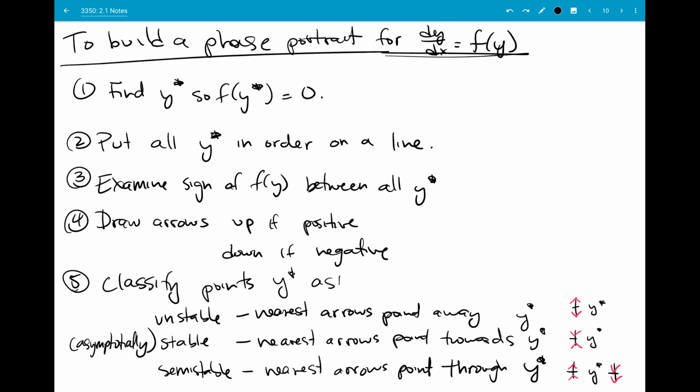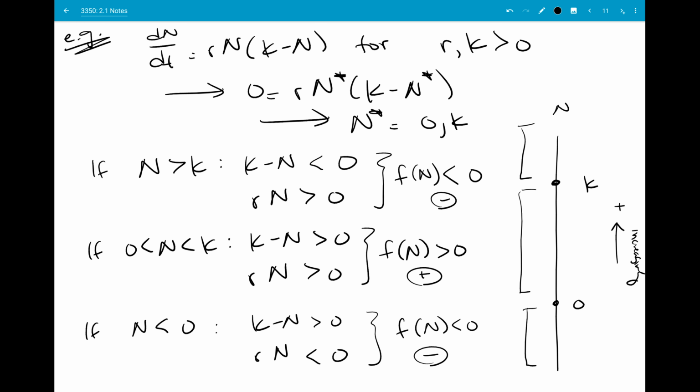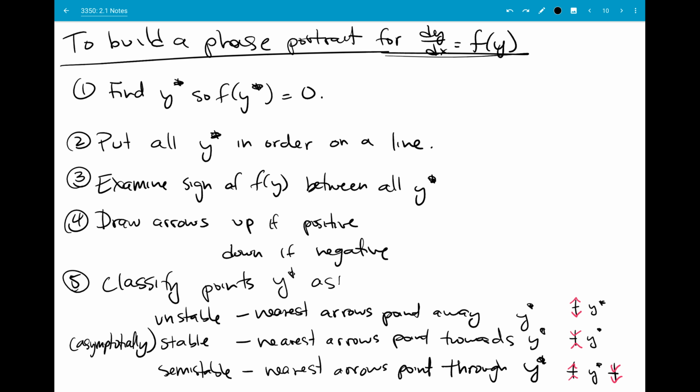Okay, so I just did this step right here, examine the sign. And then now what I have to do is draw arrows down for every negative and up for every positive. So there's my negative, there's my positive, and then here's my negative. Really all the heavy lifting, I guess, is in step 3. Step 5, I classify. I see if arrows point away, towards, or through, according to these pictures right here.